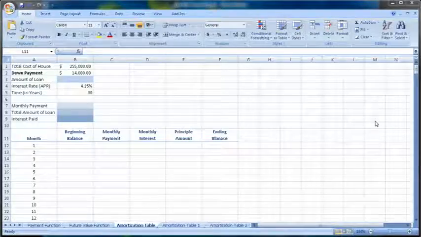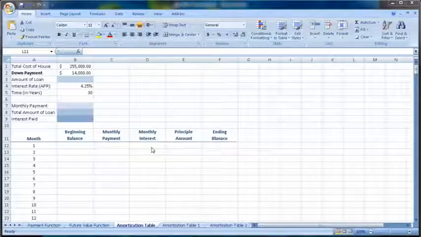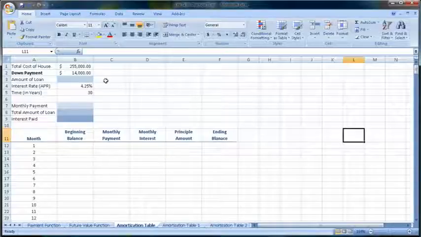Eric Magidson here. Today we're going to calculate an amortization table for a home loan based on a down payment and figure out what our beginning balance is, the monthly payment we're going to make each month, how much of each month's payment is going towards interest, and how much is going towards principal to finally reduce my ending balance each month. So let's take a look at this.